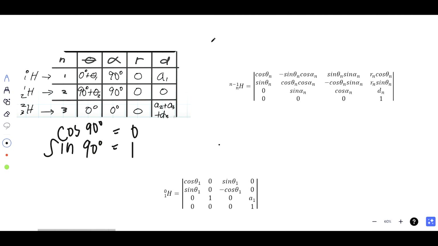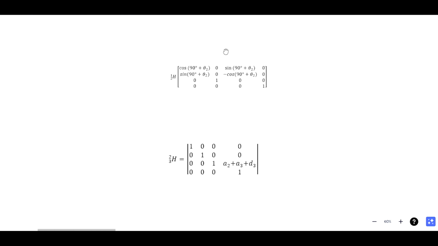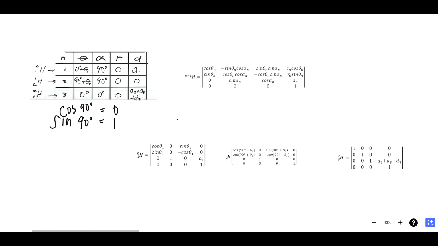Applying the same things in our next two HTMs, which are H12 and H23, we get this. So here, in our H12, our theta value, theta sub 2, is 90 plus theta 2. So that means every theta sub n in H12 is this value.